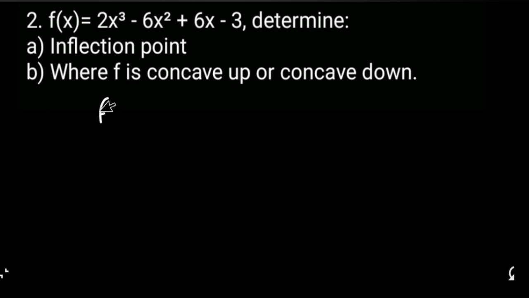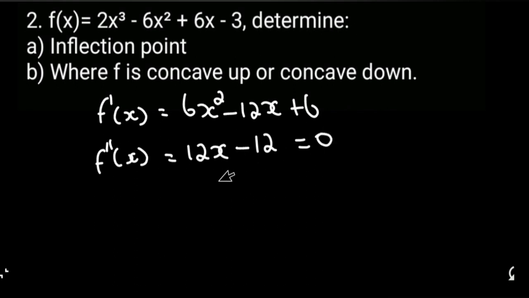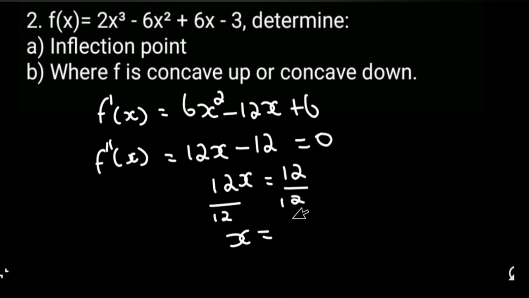So we're going to get f prime of x is equal to 3 times 2, you're going to get 6x squared minus 12x plus 6. And if we determine the second derivative, it's going to be equal to 2 times 6, 2 times 6 is 12, x minus 12. And we need to set up our second derivative to be equal to 0 and solve for x. So here you're going to be left with 12x is equal to 12. If you divide both sides by 12, 12 and 12 will cancel out, and you'll be left with x is equal to 1.